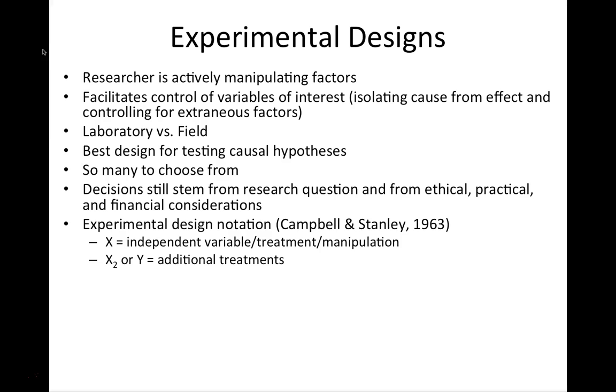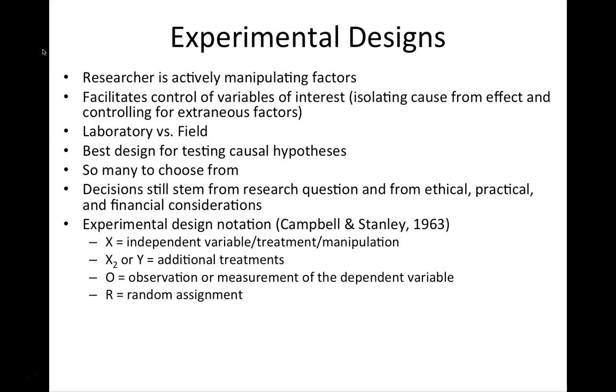Your book has this. When we're talking about X, we're referring to our independent variable, our treatment or manipulation. X2 or Y are additional independent variables or treatments. O is always our observation or our measurement of our dependent variables. R is for random assignment.